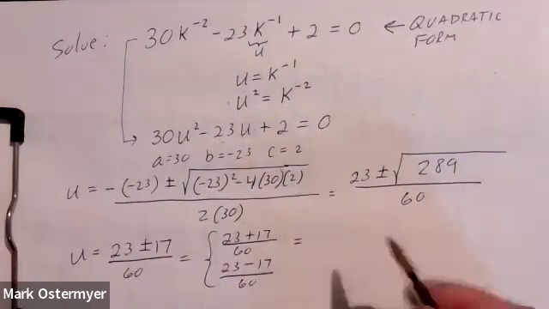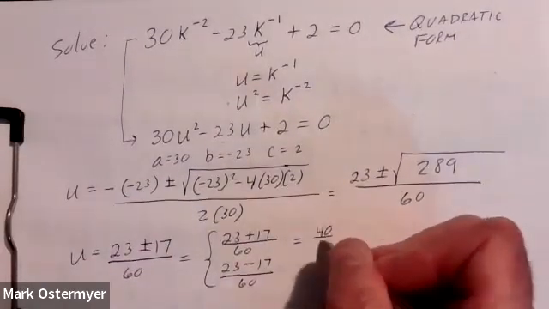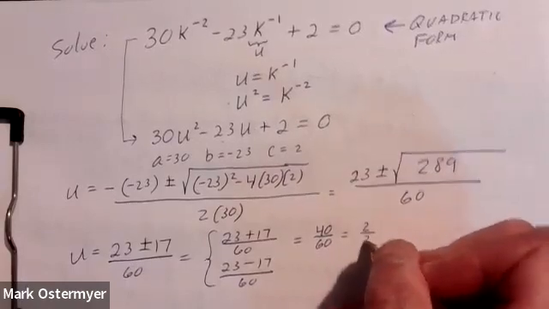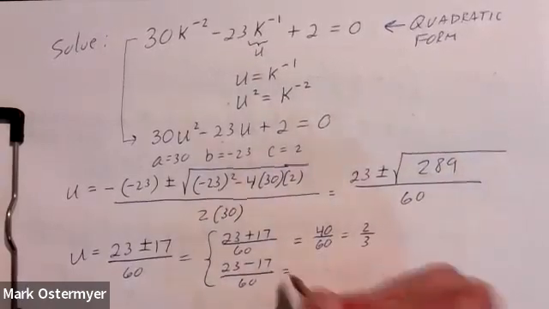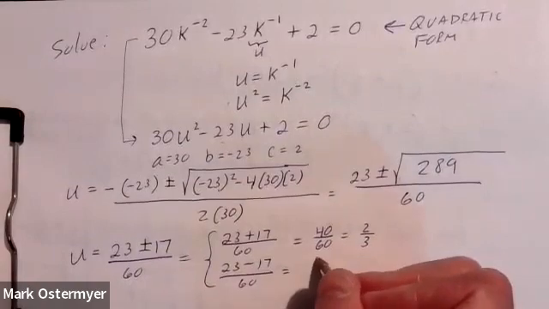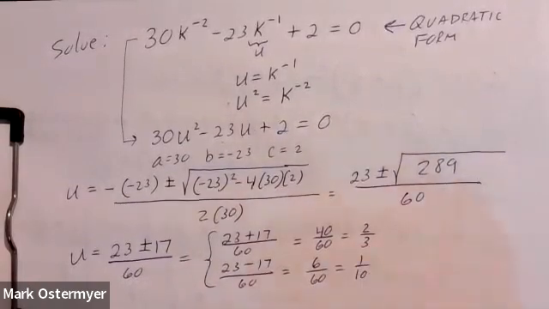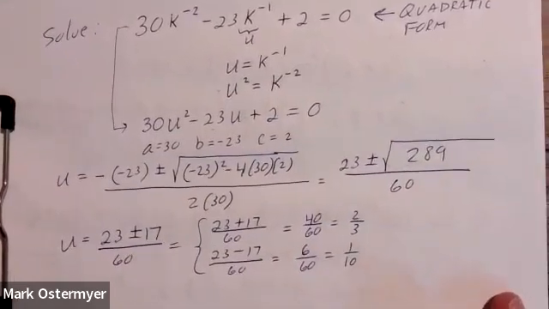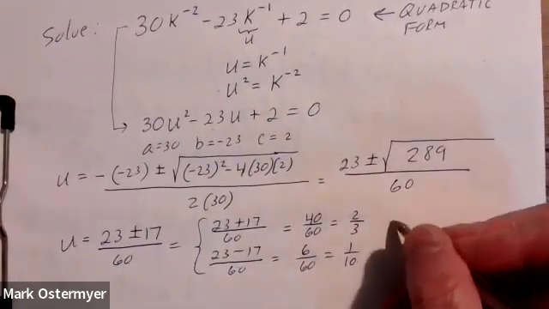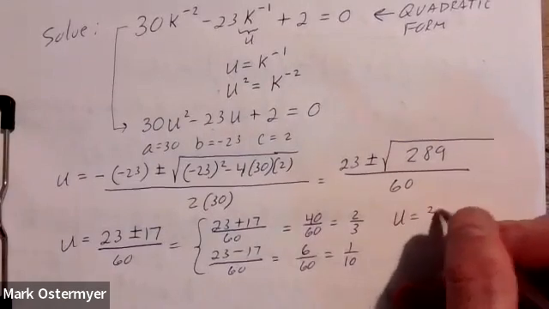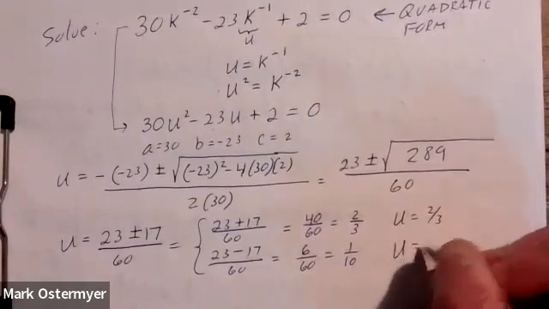23 plus 17 is, I believe, 40, and 40 over 60 reduces down to 2/3. There's one solution for you. 23 minus 17 is 6, and 6 over 60 reduces down to 1/10. There's another solution for you. Okay, so we found our two solutions for u. u is equal to 2/3, and u is equal to 1/10.